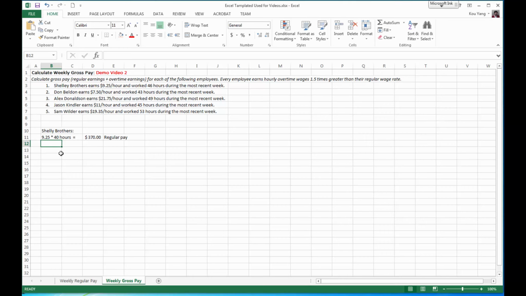So we're first going to find out what her overtime rate is. You can take 9.25 times 1.5, or 1.5 times her regular rate. That should equal $13.88 for her overtime pay. And I'm going to do this over here.